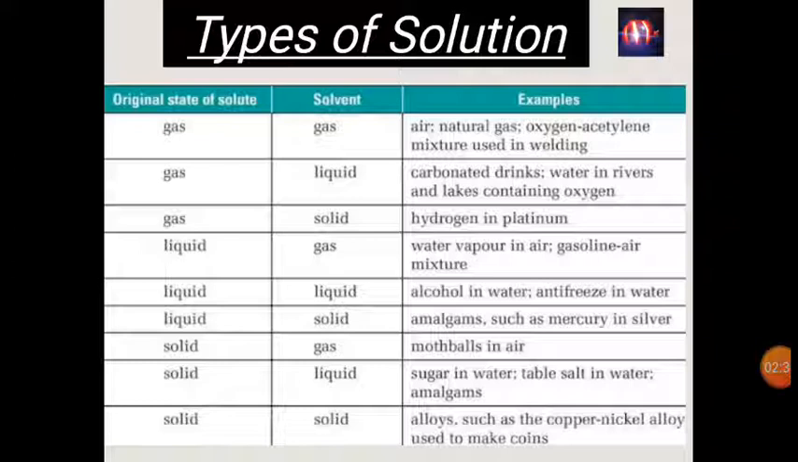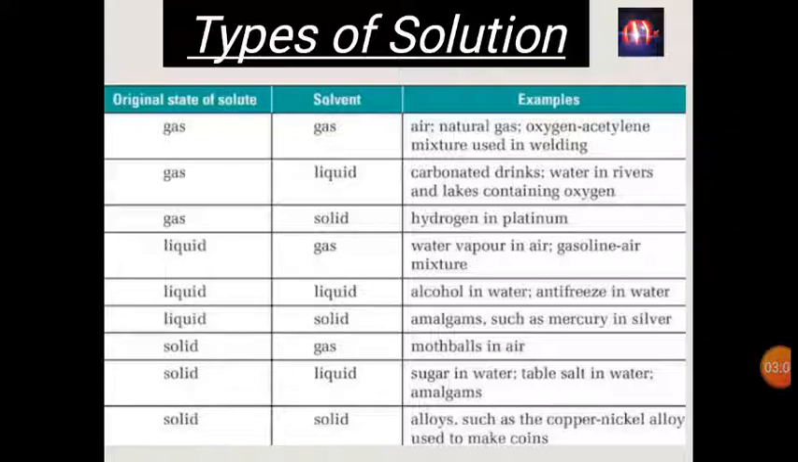The third type of solution is gaseous solution. The first part of gaseous solution is solid in gas, which means when the solute is in solid state but the solvent is in gaseous state. We can see an example of camphor in nitrogen gas. The second part of it is liquid in gas, when the solute is in liquid state but the solvent is in gaseous state. For example, chloroform mixed with nitrogen gas.